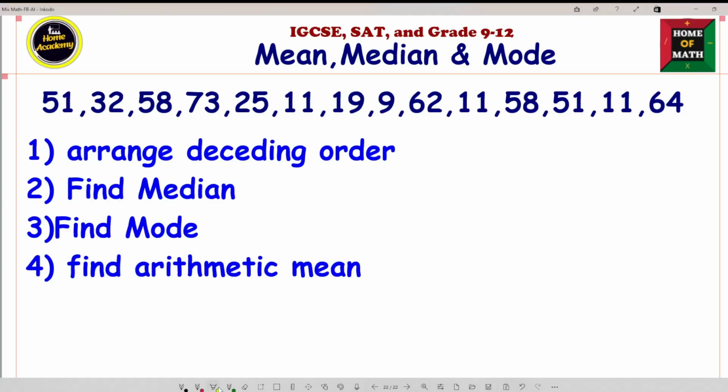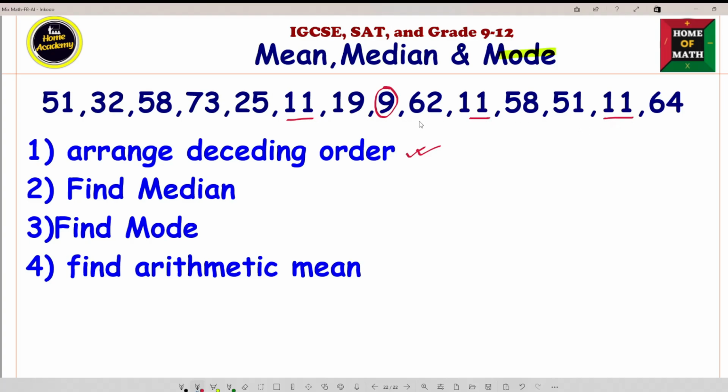Today's topic is mean, median and mode. Here are some numbers, and we have to find the mean, median and mode. First question: arrange in descending order. So we have to find which one is the smallest. We see that 9 is the smallest, then 11, and there are several 11s.